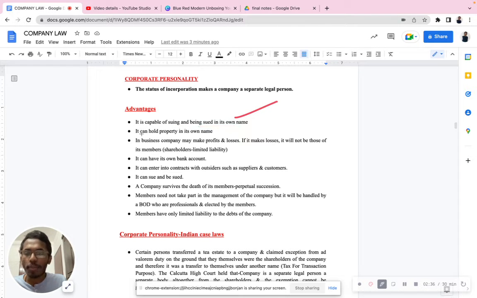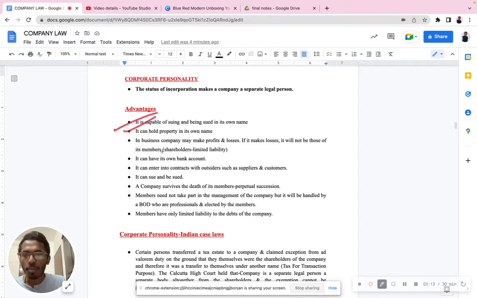Now, the second important point is that it can hold property in its own name. A very important concept which you need to keep in mind is that a company can hold property in its own name. In business, a company may make profits and losses. If it makes losses, they will not be those of the members, remember. The loss of the company belongs to the company, and the profit of the company belongs to the company. So the shareholders basically have a very limited liability.